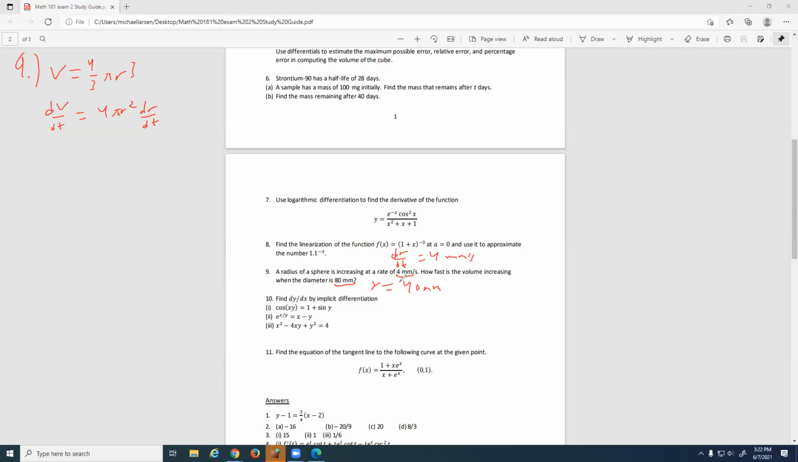So all we have to do now is just plug in r over here and plug in 4 for our dr/dt. And we'll get dV/dt is equal to 4π times our radius, 40, squared, times 4. And then feel free to punch that in your calculator and simplify. But yeah, then this should be an okay answer. So it's just plugging in your calculator and simplifying from there.